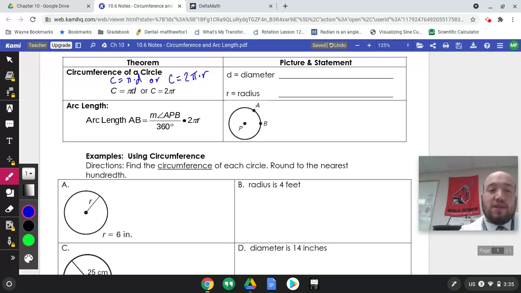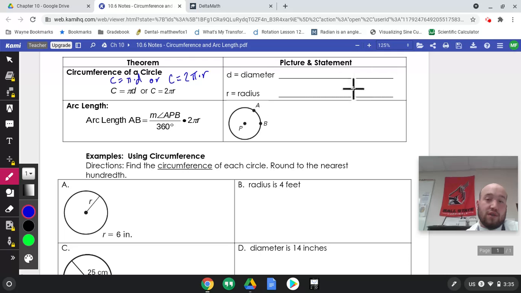We know the diameter is a line through the center of the circle that touches 2 points on the circle. I don't think I'm going to write anything there, though you could if you wanted. And the radius we know is the distance from the center to the edge. By now we know diameter and radius, so I don't need to write these down. If you aren't sure about those, go back to chapter 12, where we already talked about that a little, and you can do some review.